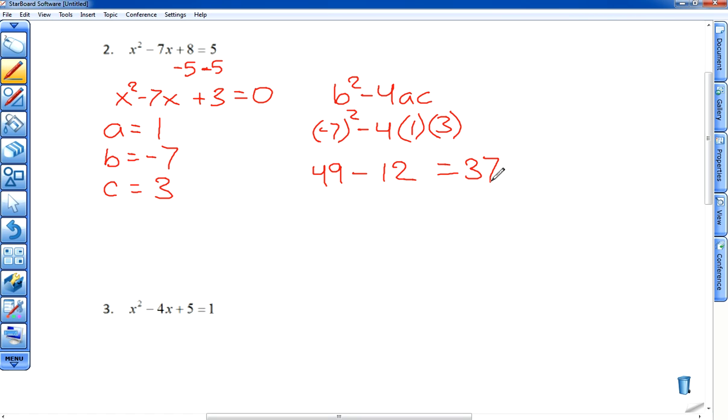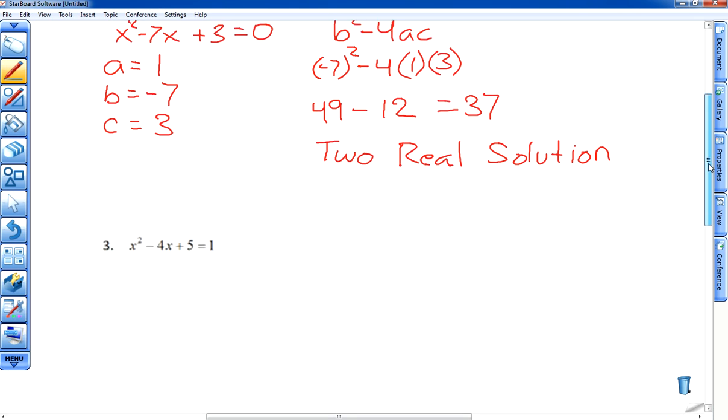37 is a positive number. According to what we saw about the discriminant, if your discriminant is greater than 0, otherwise a positive number, we know that it ends up producing 2 real solutions. So if we were to solve this quadratic, we know that we should end up with 2 real solutions. Very good. So let's do one last example.